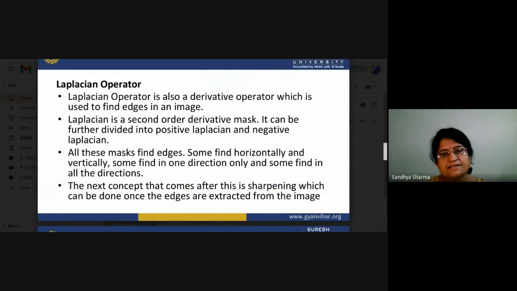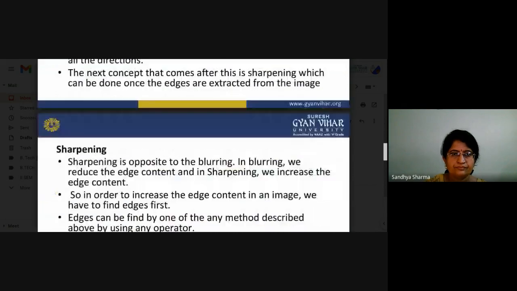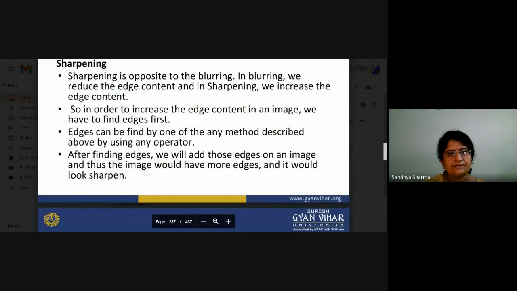Now the next concept that comes after this is sharpening, which can be done once the edges are extracted from the image. So what about sharpening? Sharpening is the opposite of blurring. In blurring, we reduce the edge content, and in sharpening, we increase the edge content.